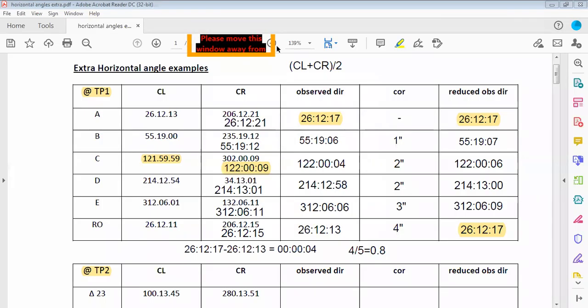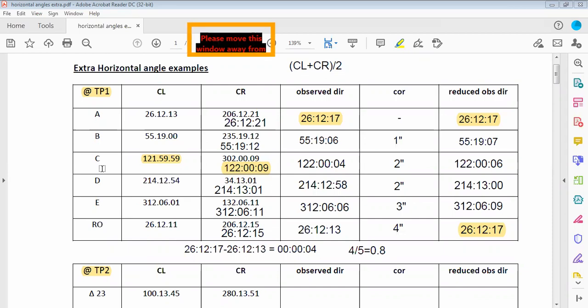Again, explain C again. Okay. C. I will do it with you on my calculator. Remember, we said 302.0009. We're subtracting 180 degrees because it needs to be at the same level of circle length. We subtracted 180 and got the answer of 122 degrees, 0 minutes, and 9 seconds.